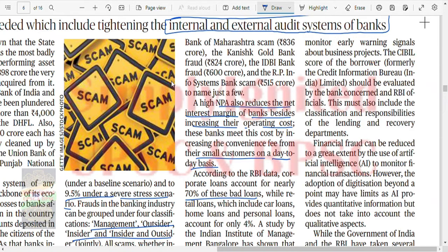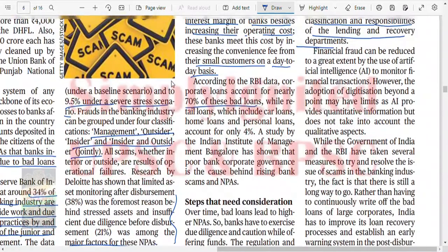The CIBIL score of the borrower should be evaluated by the bank concerned or RBI officials. This must also include classification of responsibilities of lending and recovery departments. Financial fraud can be reduced to a great extent by the use of AI. So this is another solution to monitor financial transactions.